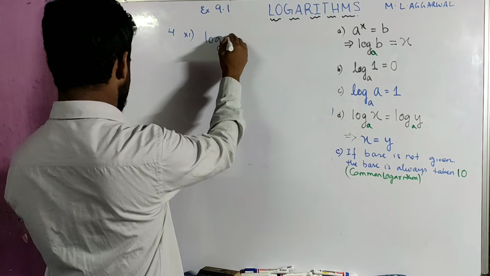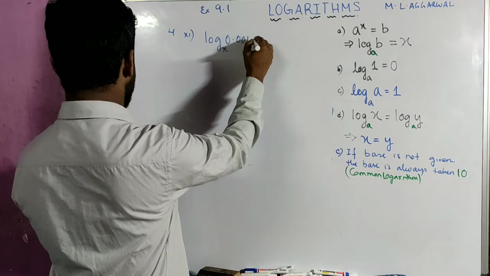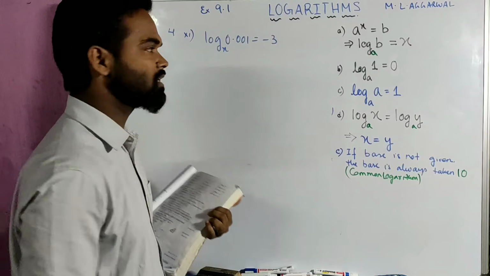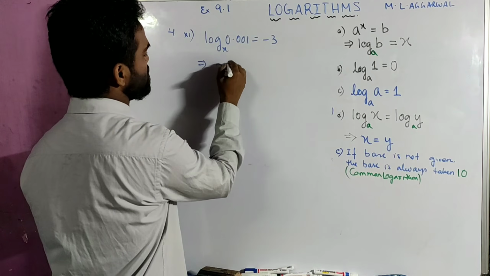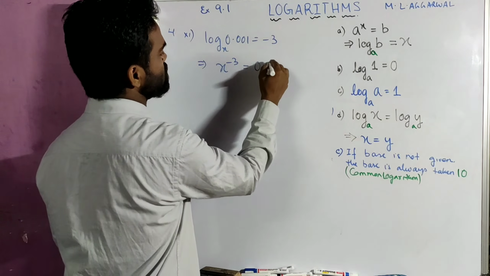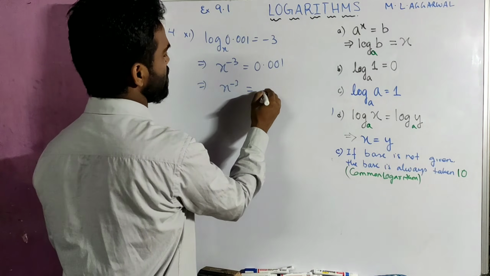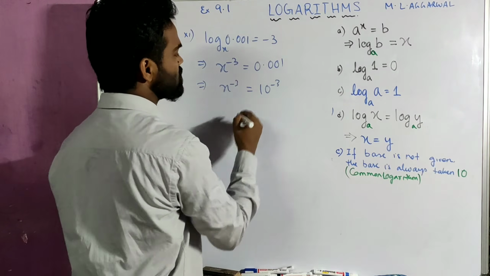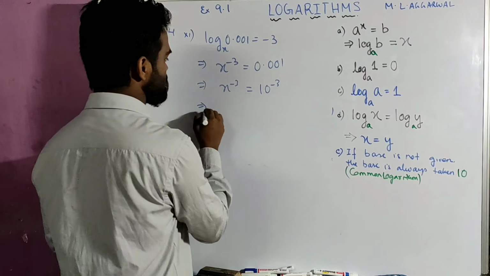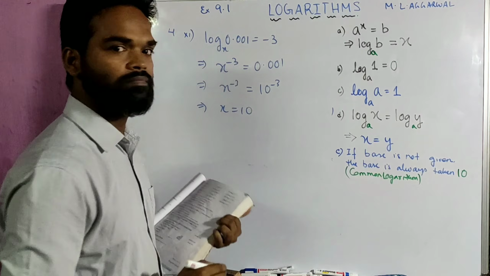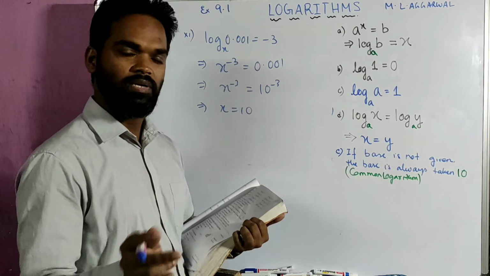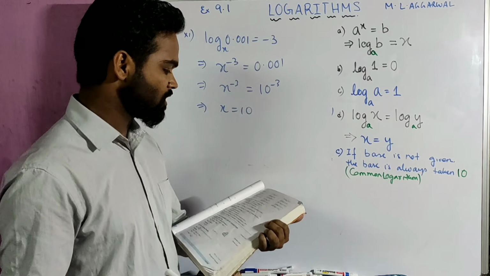Now look at 4 part 11. Log 0.001 equals to minus 3. Base is x. We can write in exponential form as x to the power minus 3 equals to 0.001, which means x to the power minus 3 we can write as 10 to the power minus 3, which means x equals to 10. Done. If the powers are same, the bases are also same in exponential form.